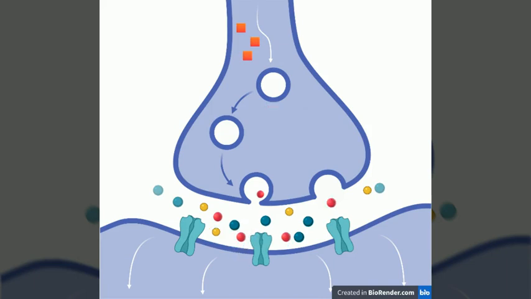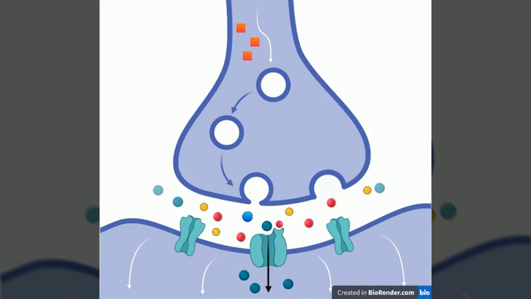Others will simply randomly diffuse across the cleft from a high concentration to a low concentration, and they may bind with their receptors on the membrane of the postsynaptic cell, which could be a muscle cell, a gland, or the dendrite of another neuron.